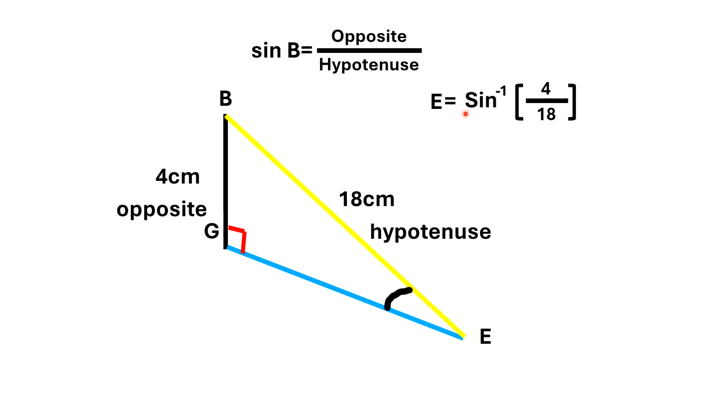Now, using this formula and doing the working out, we end up with this as the final answer. Sine to the minus 1, 4 over 18. 4 is the opposite, 18 is the hypotenuse, and the answer is 12.8 degrees.